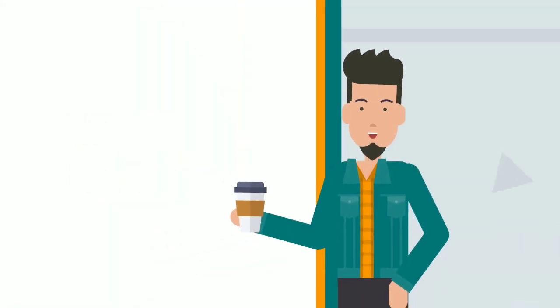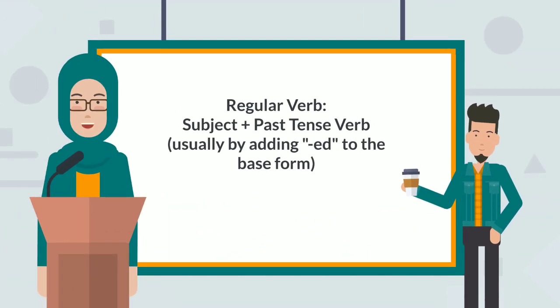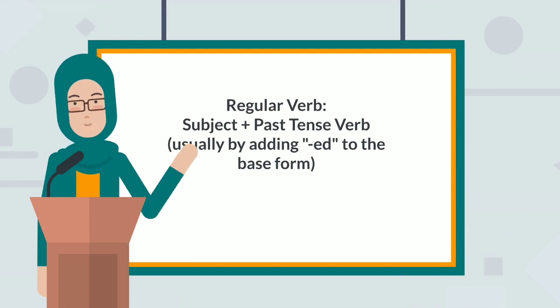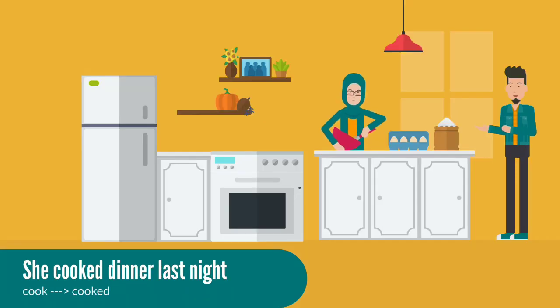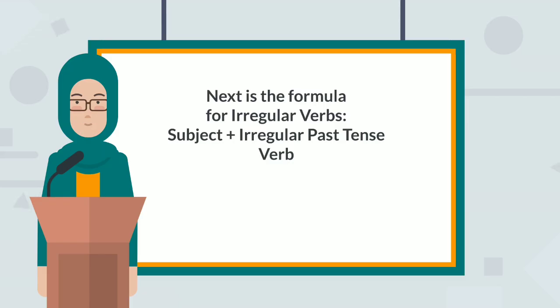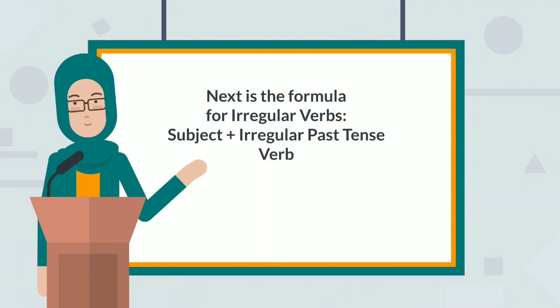Here is the formula for regular verbs. Subject plus past tense verb, usually by adding -ed to the base form. I played with my cat yesterday. Play is the base form of the verb. Played is past tense. She cooked dinner last night. Cook is the base form of the verb. Cooked is past tense.